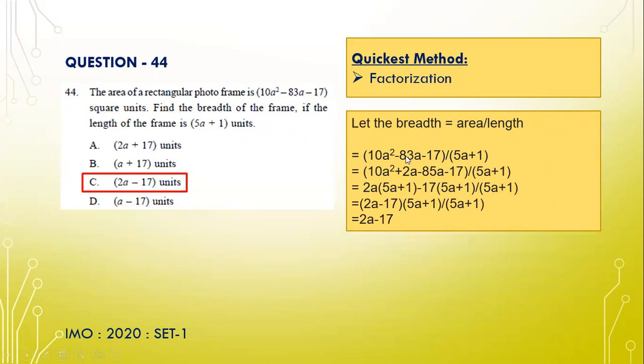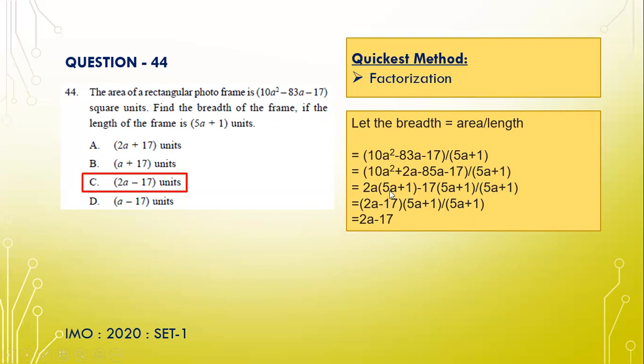10a square. So how do we split minus 83a? It is 2a minus 85a, because 2 minus 85 is minus 83. So 10a square plus 2a minus 85a minus 17, upon 5a plus 1. Here 2a will be common, so 2a times 5a plus 1. And again minus 17 will be common, times 5a plus 1, because minus 17 into 5 is minus 85. And minus 17 into 1 is minus 17.